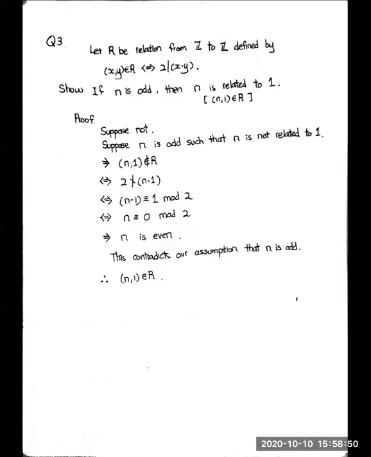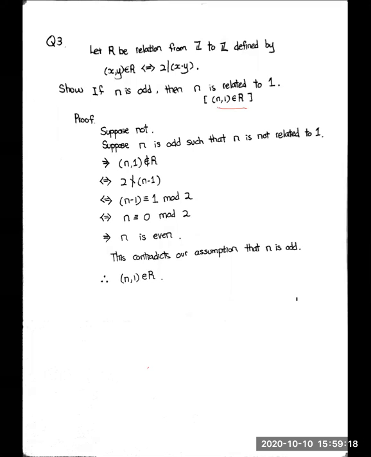Now question 3. Question 3 is about proving. Consider a relation R from Z to Z, meaning a set to itself, defined by (x, y) is in R if and only if 2 divides x minus y. Then we want to show that if n is odd, then n is related to 1. In other words, (n, 1) is in R.